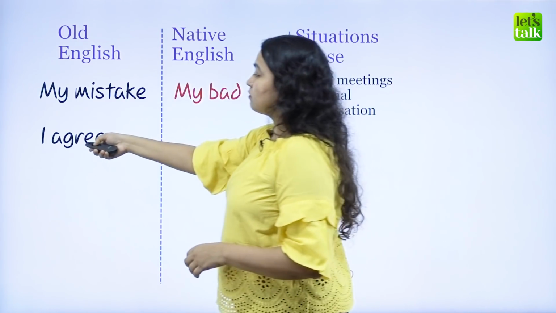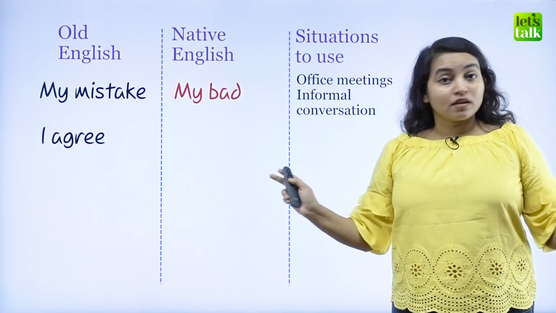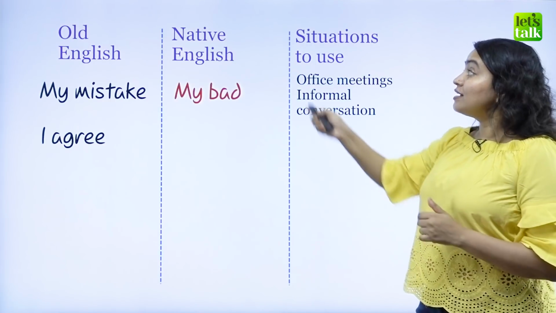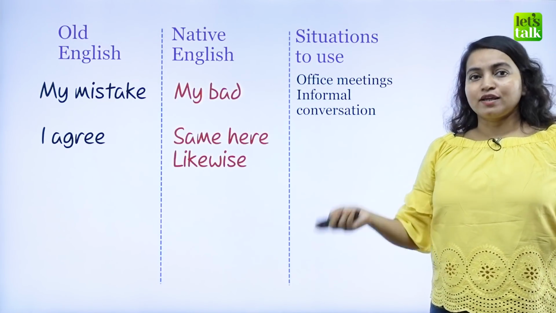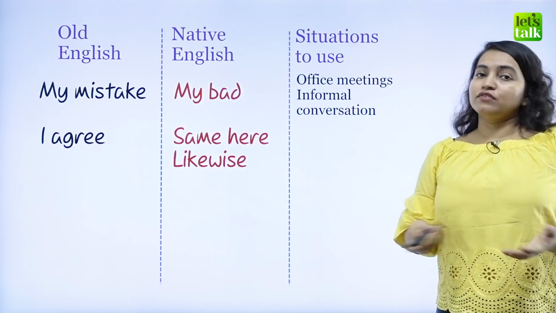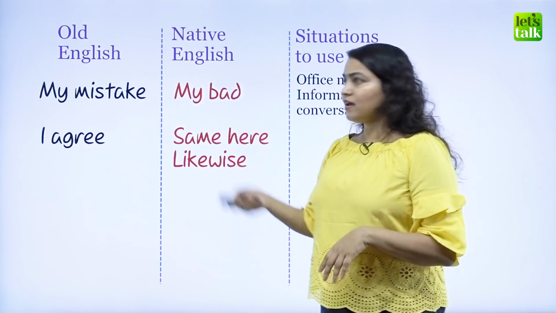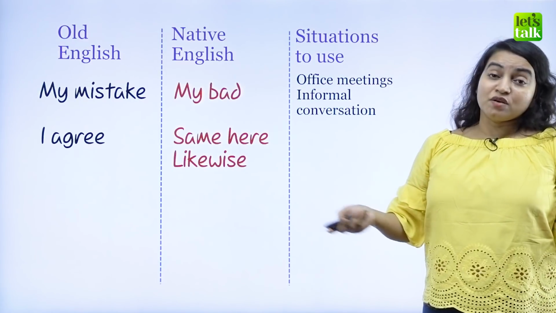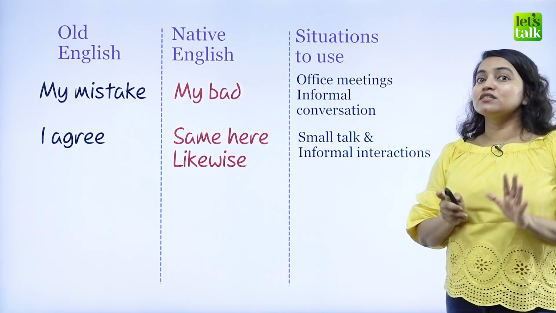Now, a lot of people, when they are in agreement with somebody, they say, I agree. Nothing wrong with it. However, the native English way to say it is, same here, or likewise. So if you tell me, Seema, I did not travel last year because of the pandemic, I agree with you. So I say, yeah, same here, or likewise. And when do we use this? We use this when we are engaging in small talk.